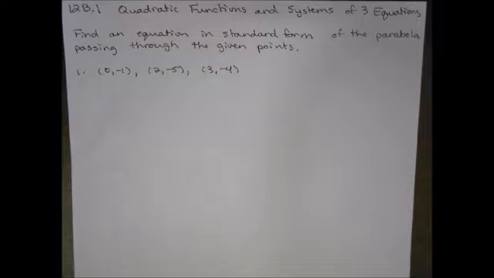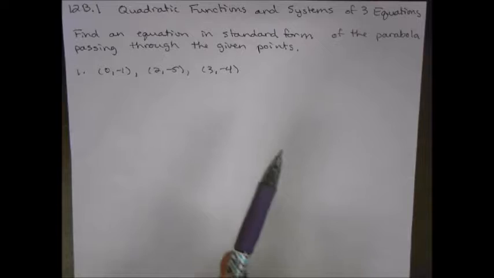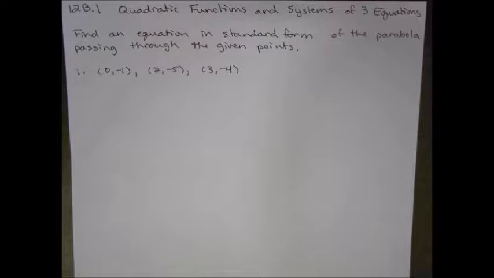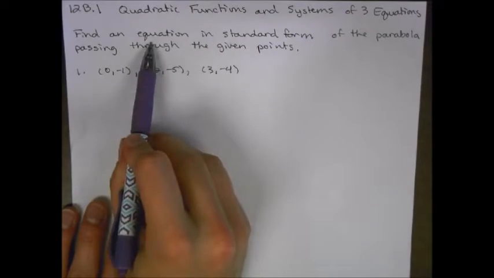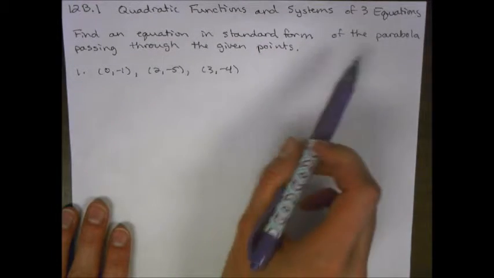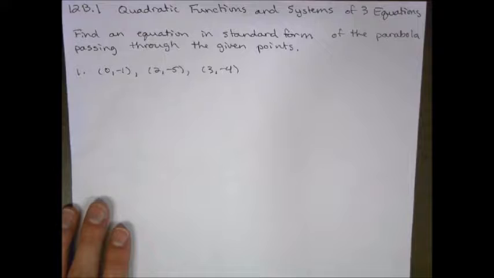Today we are looking at 12b.1, quadratic functions and systems of three equations. Go ahead and write down the directions in our first example. We're going to be finding an equation in standard form of the parabola passing through the given points.